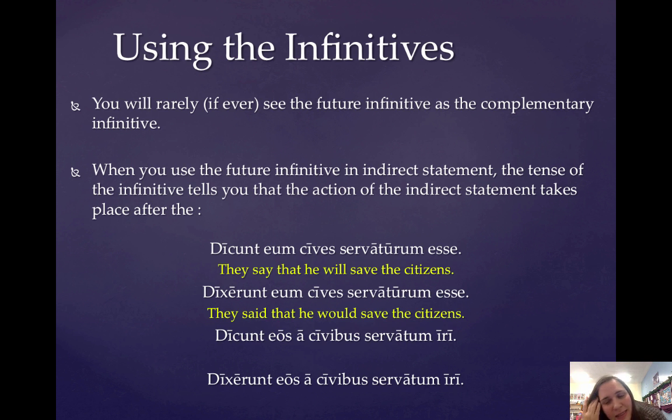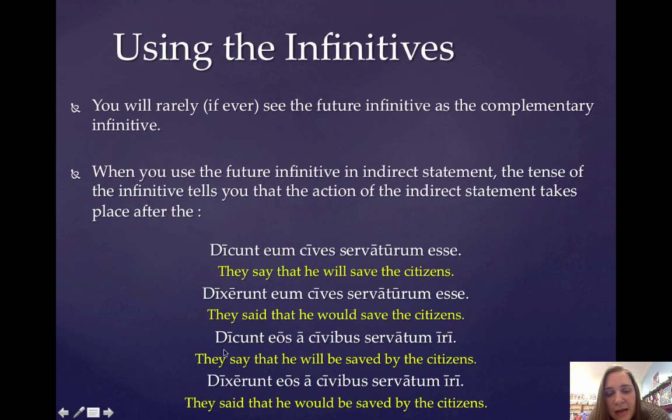I also give you an example of the future passive infinitive here. Basically, again, a riff on the same sentence. But I want to show you specifically that this ending for the first word of the future passive infinitive does not change. So here, eos is actually the subject of servatum īre, but that doesn't change to match the eos like it would if this were the future active infinitive, okay?